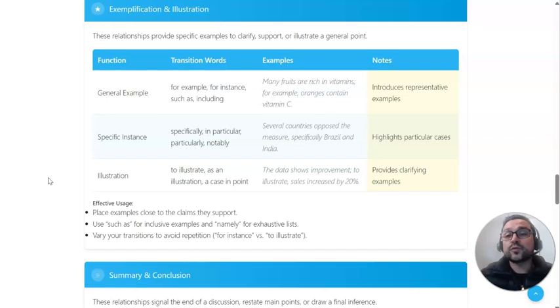This introduces representative examples. The second function is specific instance with words like specifically, in particular, particularly, and notably. For instance, several countries oppose the measure, specifically Brazil and India. This one is used to highlight particular cases.